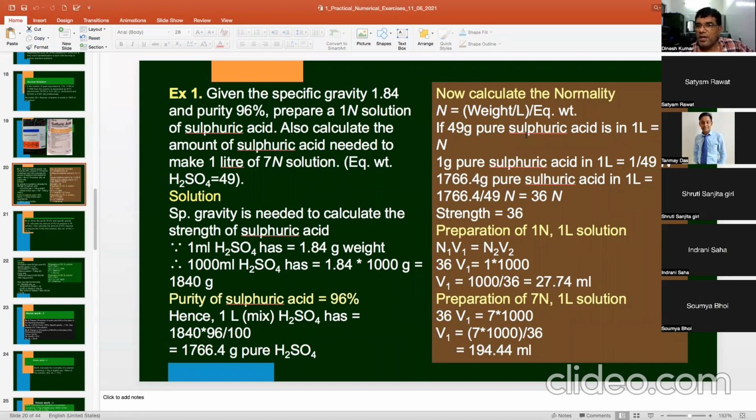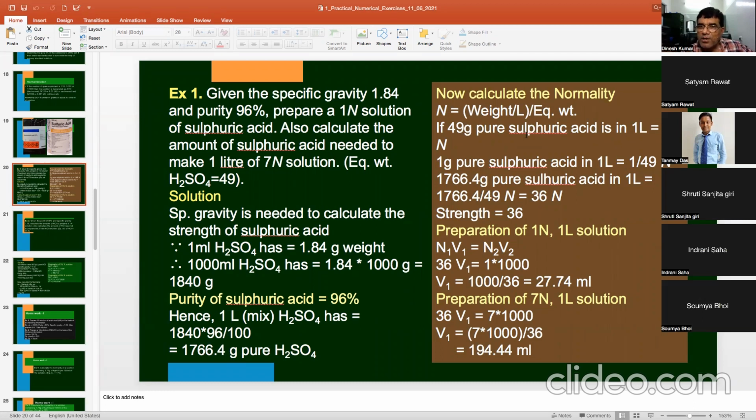So you can do it the other way around also. From this you can calculate very easily. Normality is equal to weight per liter divided by equivalent weight. Weight is 1766.4 gram, divided by 49, which is the equivalent weight. So you will get the result, and the result will be 36.